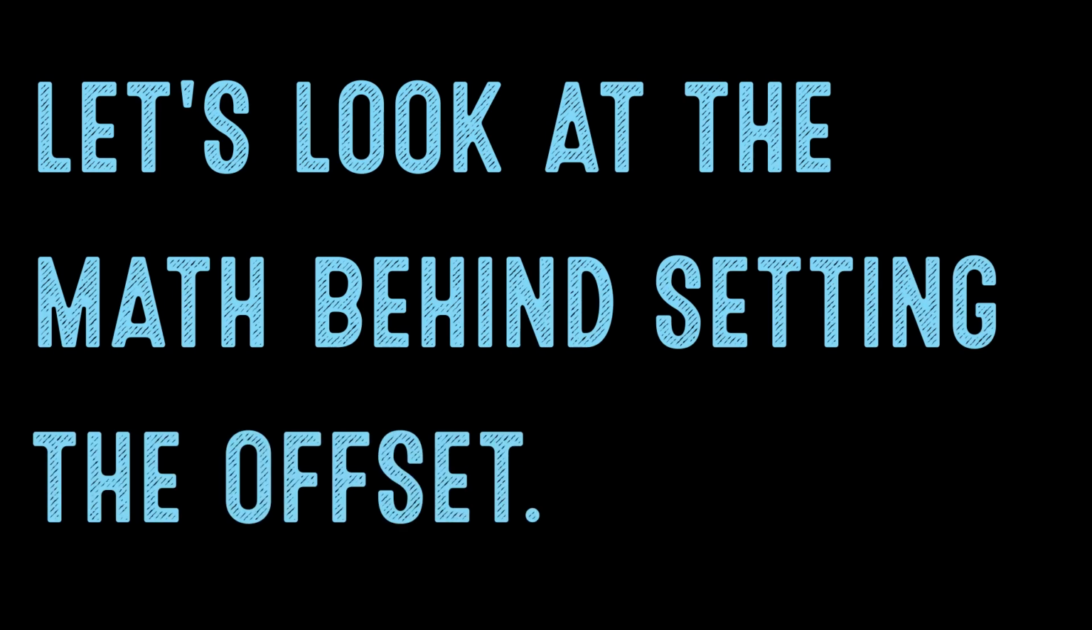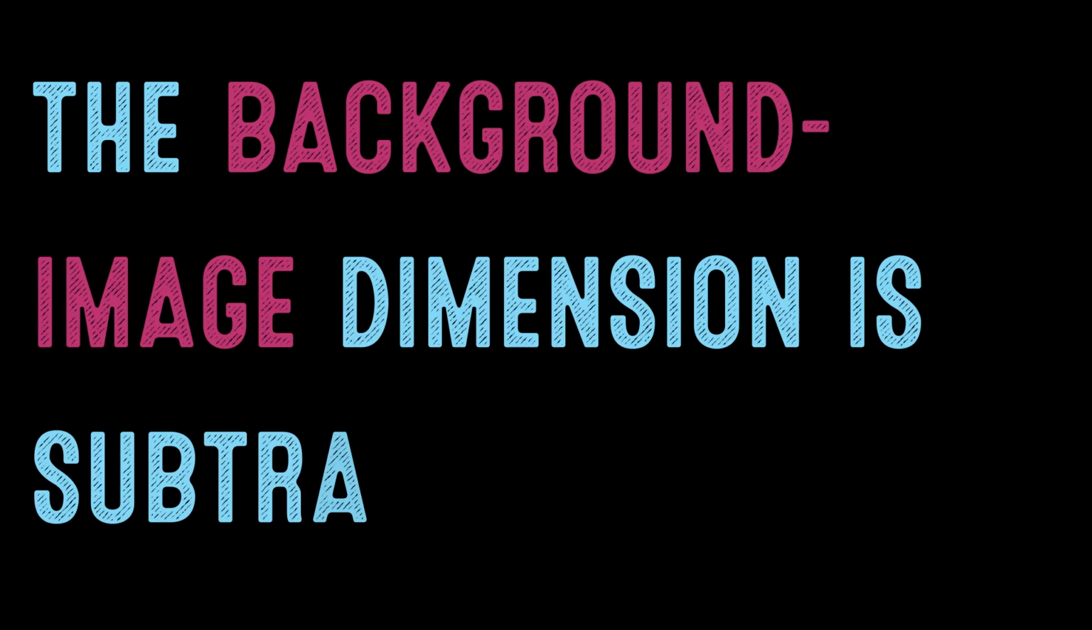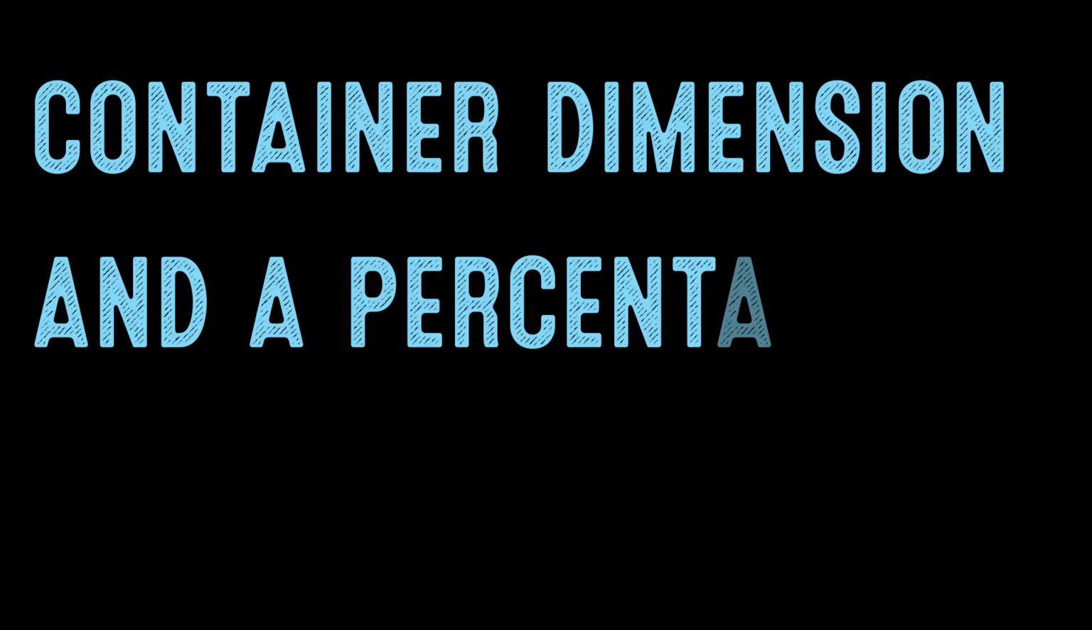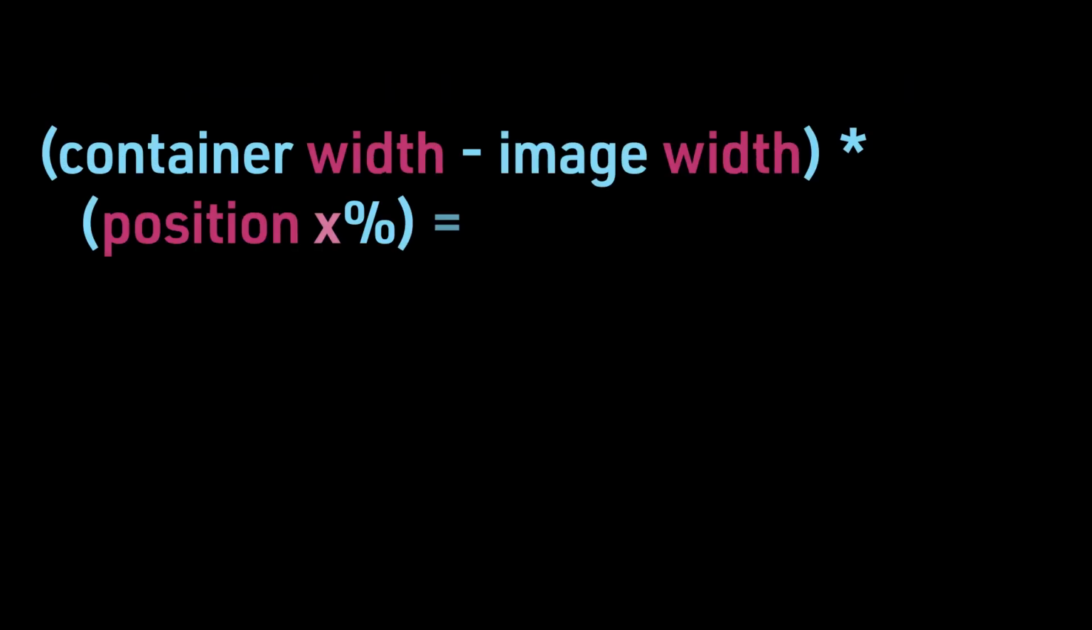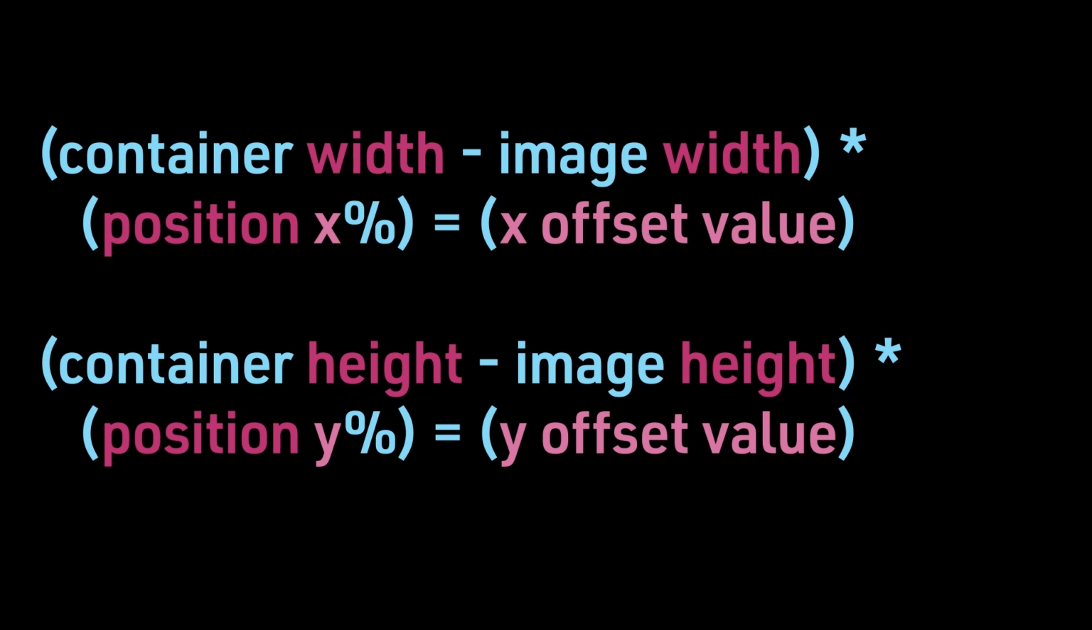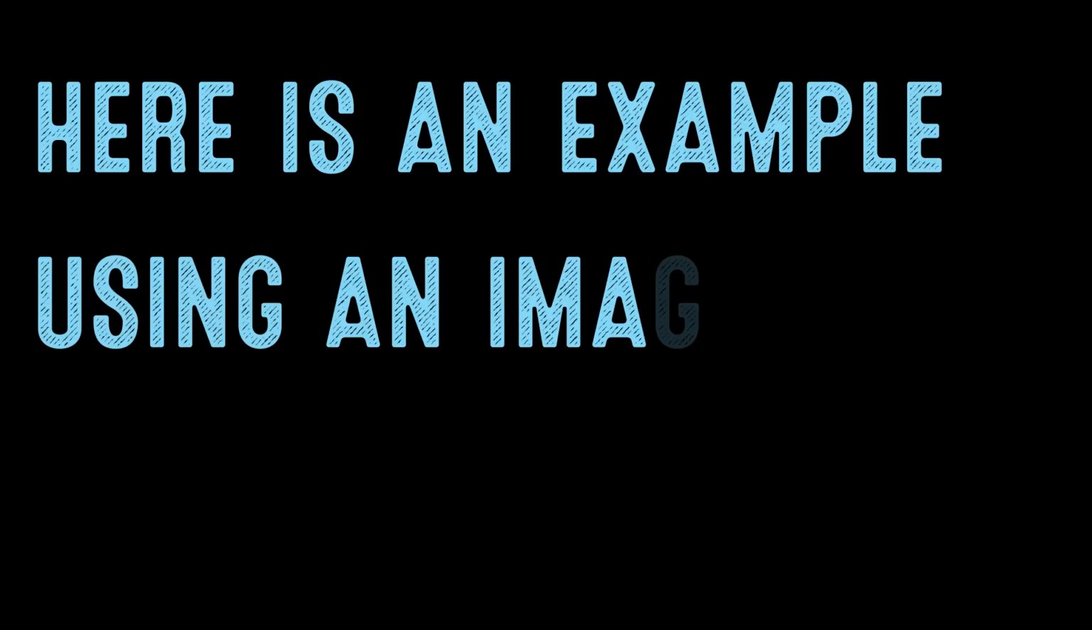Let's look at the math behind setting the offset. The background image dimension is subtracted from the container dimension, and a percentage of the value is the offset from the edge. So if we subtract the image width from the container width and multiply that by the X position as a percentage, we get the X offset value. Or we can take the container height minus the image height times the Y position in percent and get the Y offset value. Here is an example using an image that is 400 pixels wide and a container that is only 200 pixels wide.